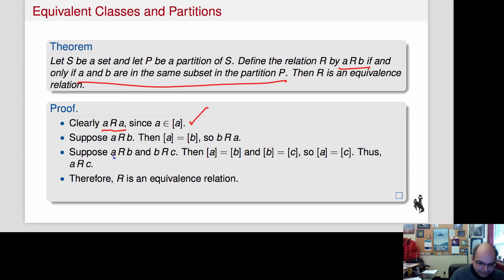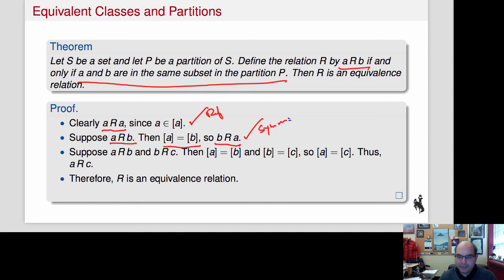Now, how about A related to B? Well, in that case, the subset containing A is the same as the subset containing B. So what does that tell us? That tells us that B is also related to A, because two elements are related if they're in the same subset. So we have reflexivity, and we have symmetry.